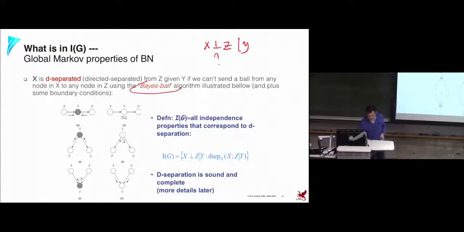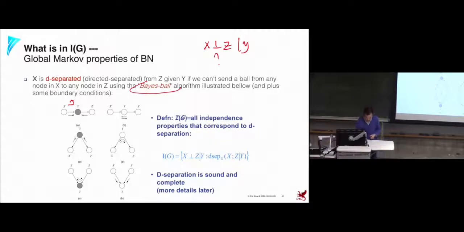And here is the rule. If Y is in the middle between X and Z, in this configuration, there is an edge into Y and an edge out of Y, and Y is observed, then the ball will bounce back and couldn't pass. Okay, if Y is not observed or not being conditioned, then the ball can pass. So that's one rule. The other rule is that if Y stands as the common parent of X and Z, then again it is going to be bouncing like this. And it will let go if Y is not being conditioned.